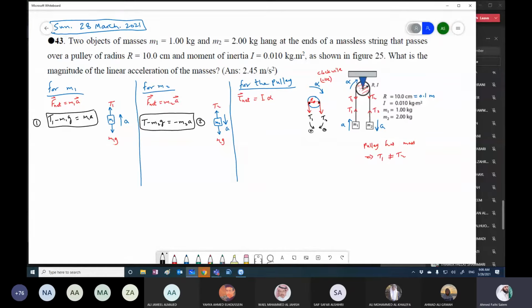What about the acceleration alpha? Alpha is in this direction, so it is also negative. You have to be very careful here.